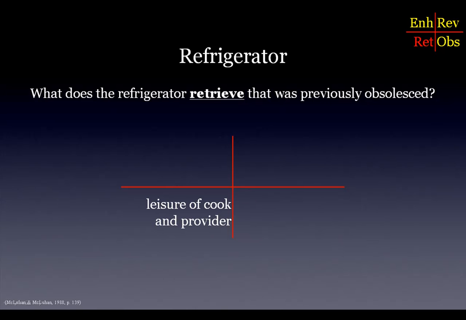Third question, what does the refrigerator retrieve that was previously obsolete? In other words, what does the fridge bring from the past that was gone? And the answer is the leisure of the cook and of the provider. To say it differently, the cook and the provider can enjoy more. With a fridge, there's less to worry about.